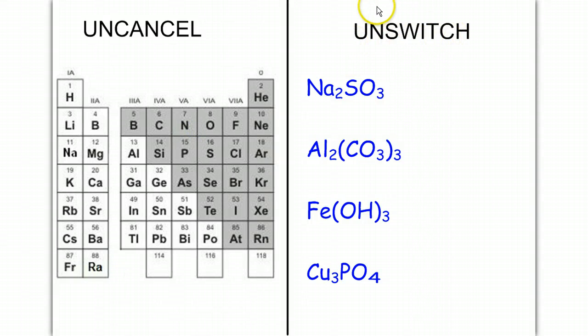This one is actually considerably easier than uncanceling because we have numbers given to us. The only difficulty is going to be when we have a polyatomic ion. So we need to identify our divide. Where's our cation? Where's our anion? And I'm going to go ahead and divide up each one of these really quickly. So here's my cation. The rest is my anion.